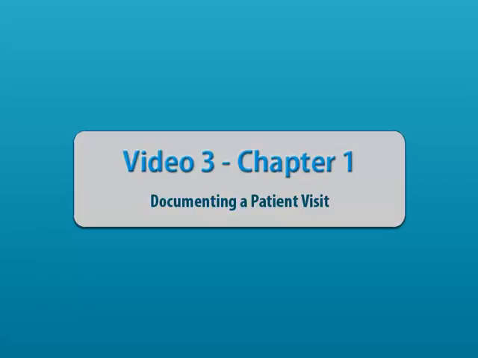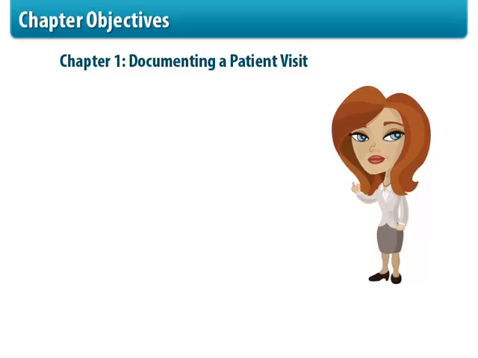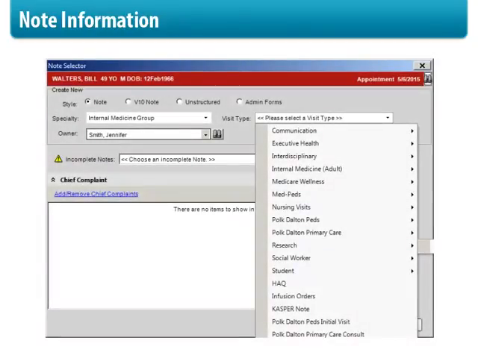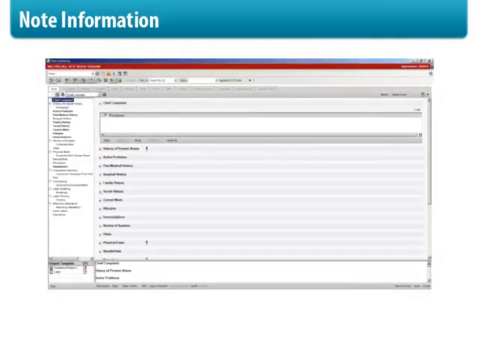This first chapter will introduce you to the process of documenting a patient visit in a note in AEHR. In this chapter, we will discuss methods for documenting the HPI, review of systems, physical exam, assessment, and treatment plan, among other topics. Every clinic has its own set of unique notes. This video will discuss the basics that should be included in most notes.